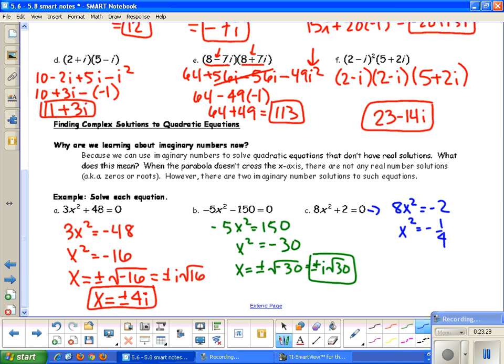so 2 divided by 8 reduces into 1/4. Remember, we don't like fractions underneath radicals, so I'm going to take out the i and then separate them. So this is plus or minus i root 1 over the square root of 4. The square root of 1 is just 1, and the square root of 4 is 2. So this is really plus or minus 1/2 i, or you could do i over 2. That's the same thing.